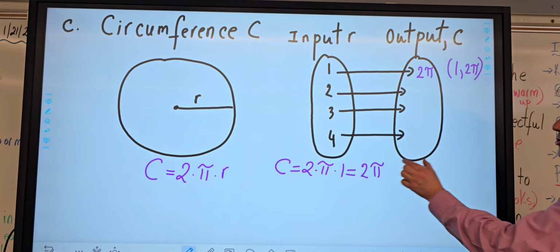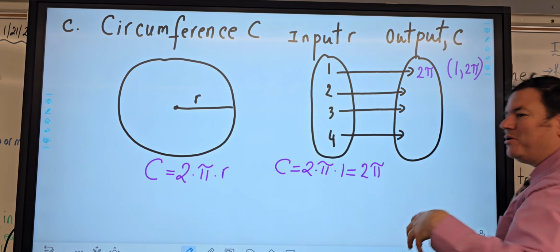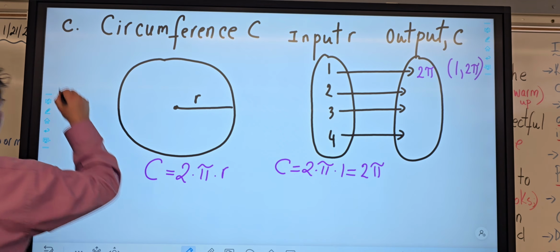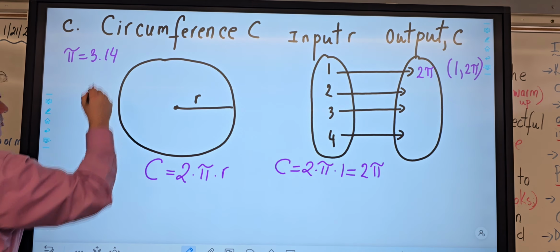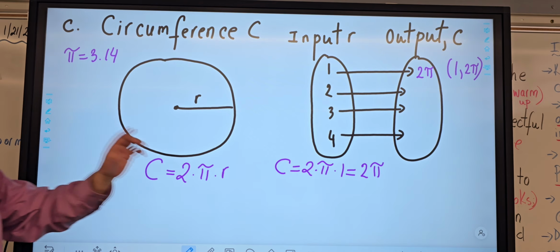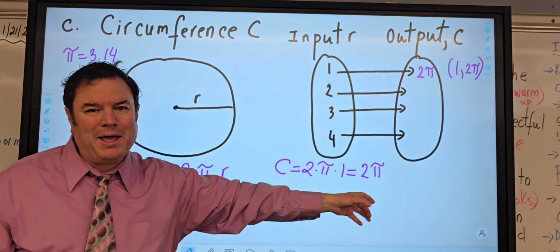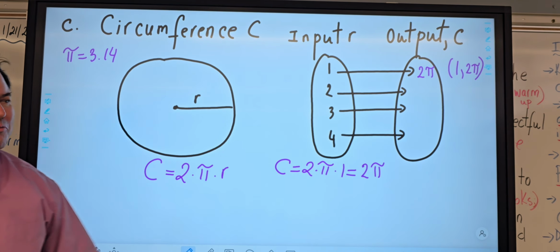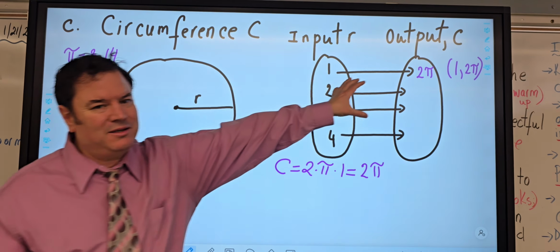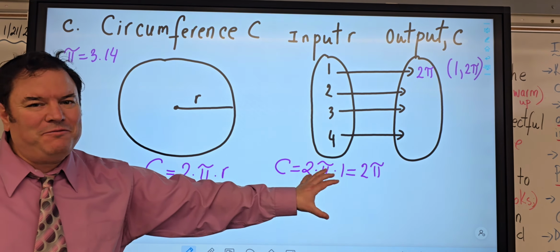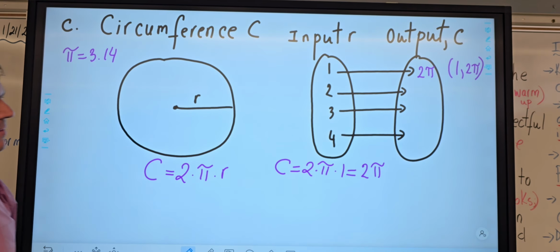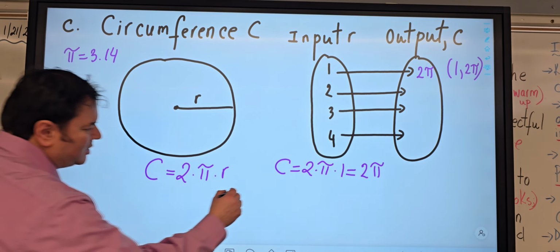If you want to get a number instead of the pi, remember pi equals 3.14. So if you want to get a number, you can substitute 3.14 for pi, and you multiply 2 times 3.14, and then you get a number instead of getting the pi there. But let's leave the answer in terms of pi. Okay, let's continue.